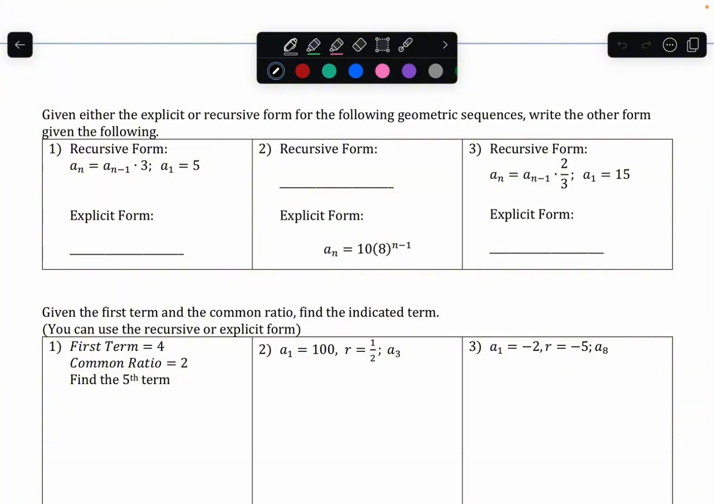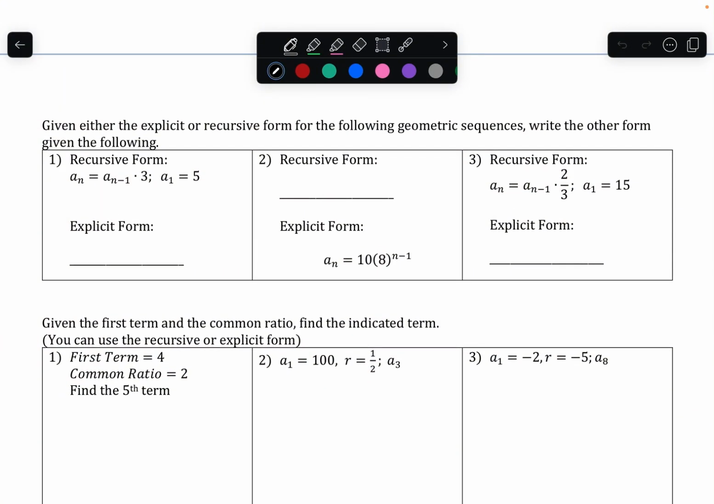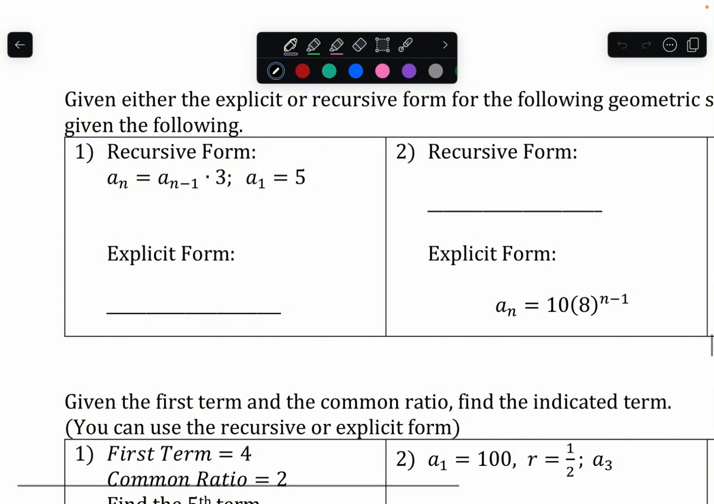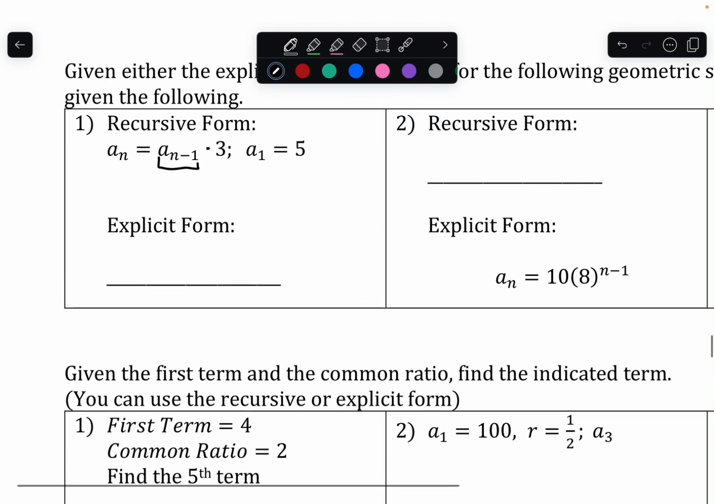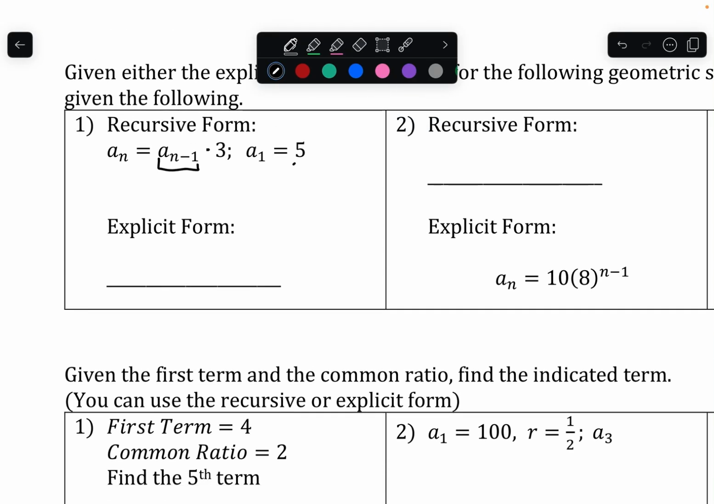All right, in these next set of examples, it says, given either explicit or recursive form for the following geometric sequences, write the other form given the following. Okay, so we're given that the recursive form is any term with the previous term times 3. Okay, and so if our first term is 5, we would be multiplying by 3 each time. So just kind of listing out the sequence, we would go from 5 to 15 to 45.